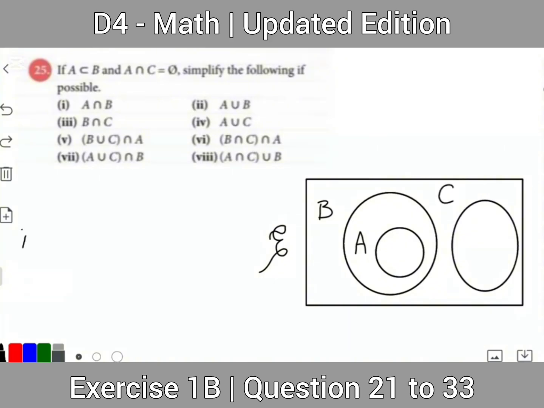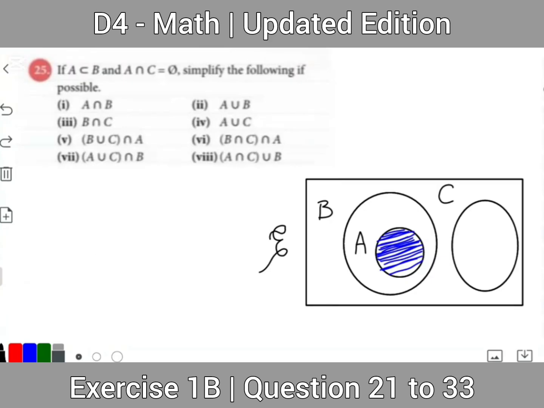Now we will solve the part 1 with the help of Venn diagram. So here we want to find out A intersection B. So the region in the set B and the set A that is common to both the sets is the region of the set A only. So A intersection B is equals to A.